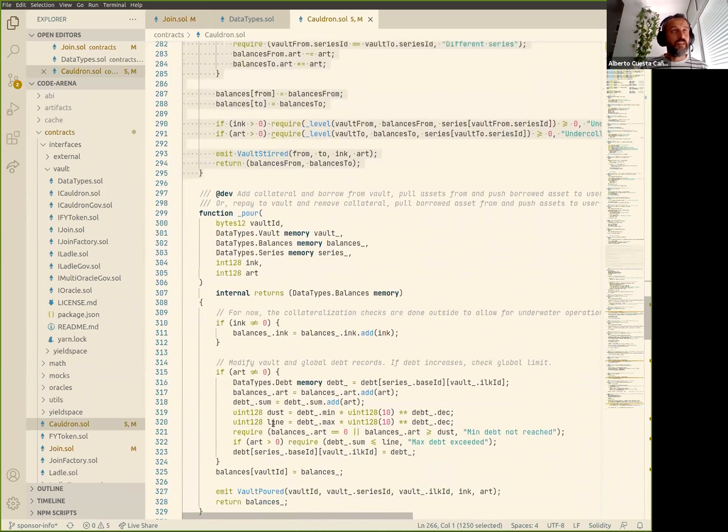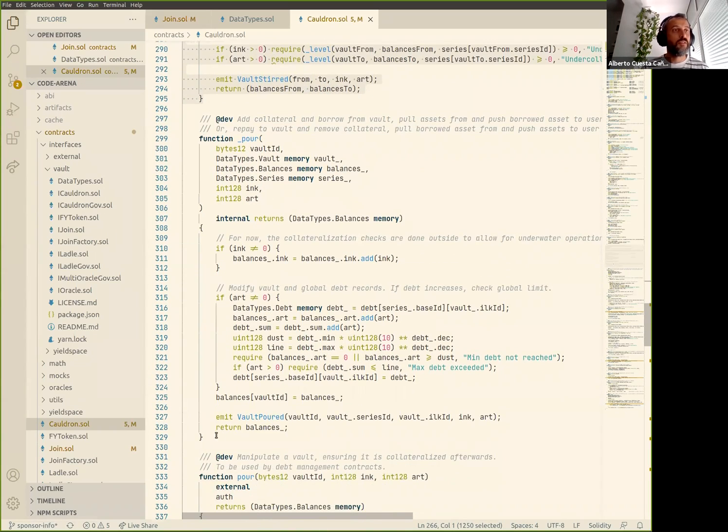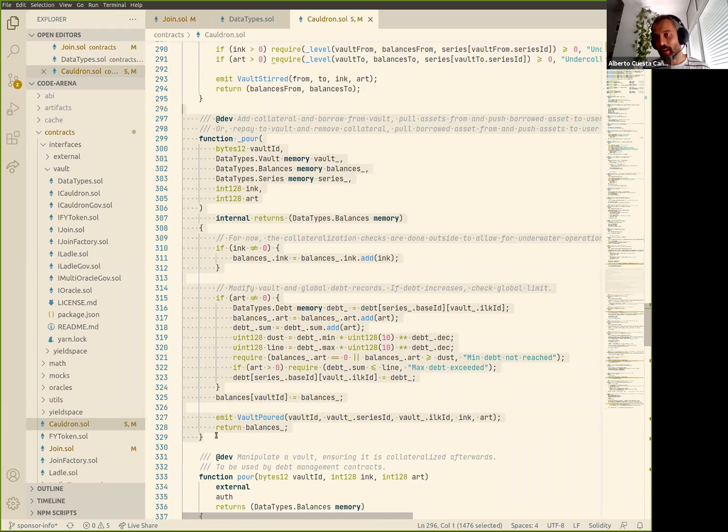We are getting to the end of the Cauldron. We have Pour, which is FROB in MakerDAO. Pour adds and removes collateral, adds and removes debt.